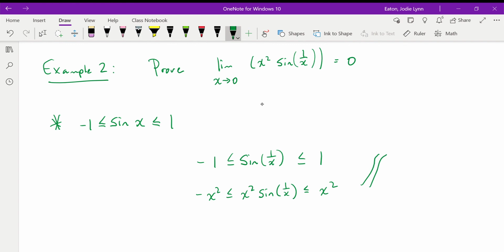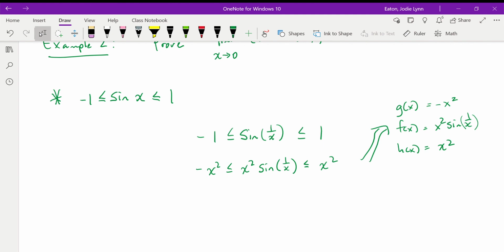Okay, and you don't necessarily need to put this in your proofs. I'm just giving you a bit of a roadmap. So we have shown the first piece of our given information. We have developed a g of x equals -x squared, f of x equals x squared sine 1 over x, and h of x equals x squared. So we have this g of x less than or equal to f of x less than or equal to h of x. So we've developed that first part.